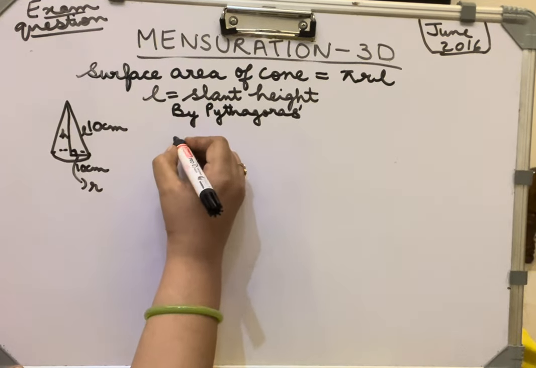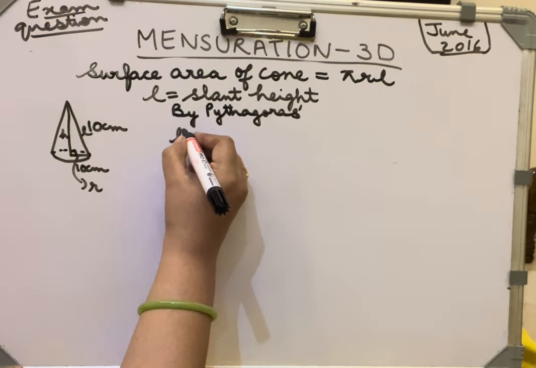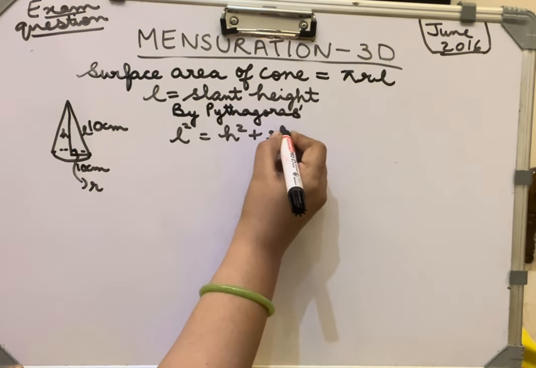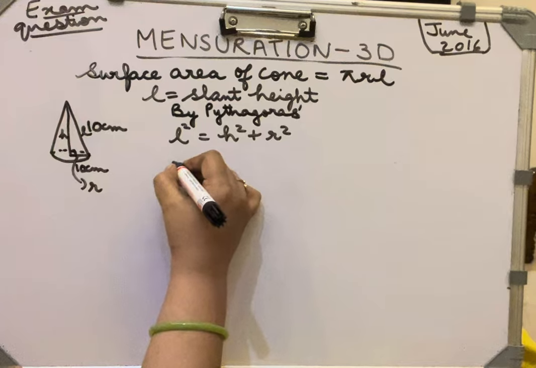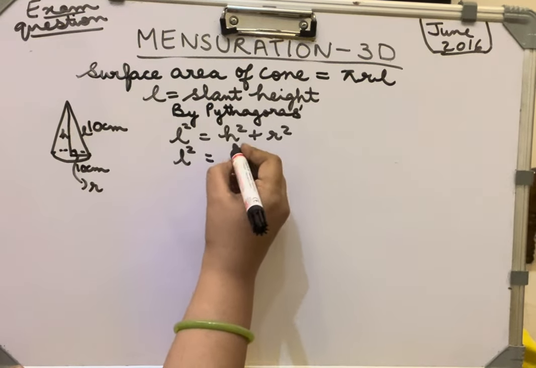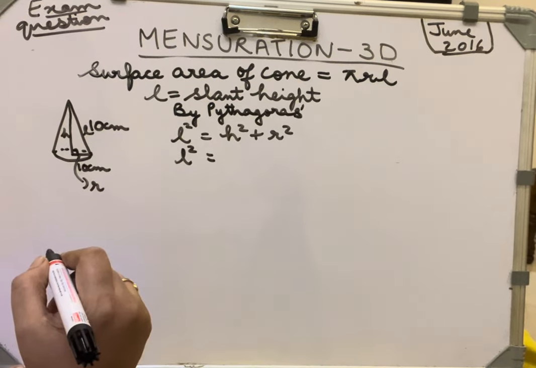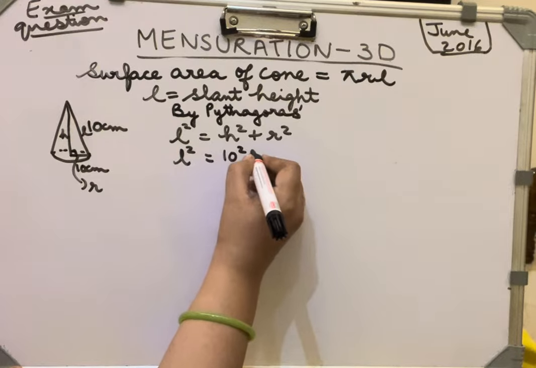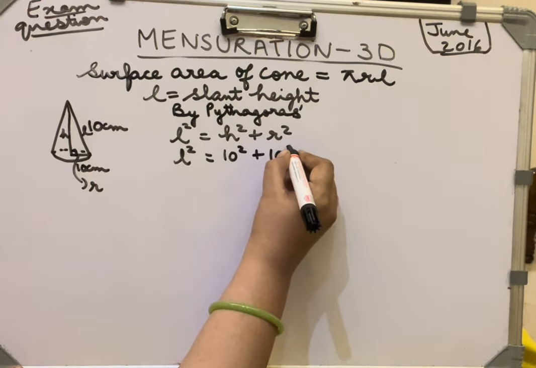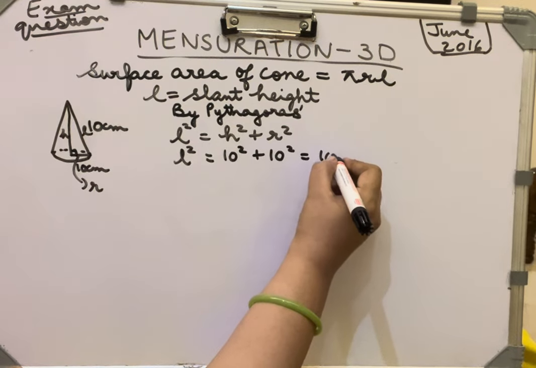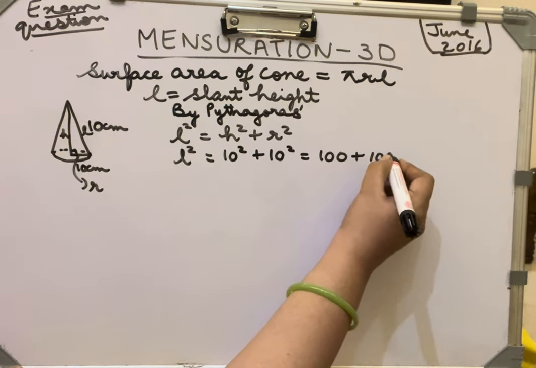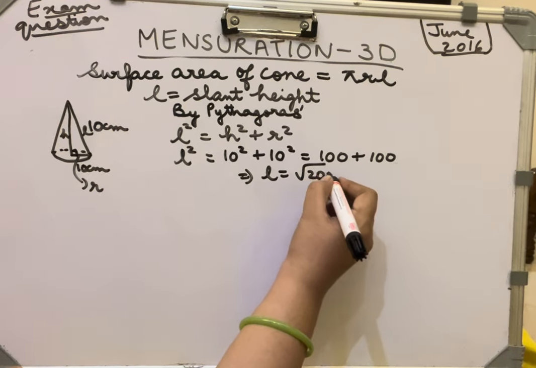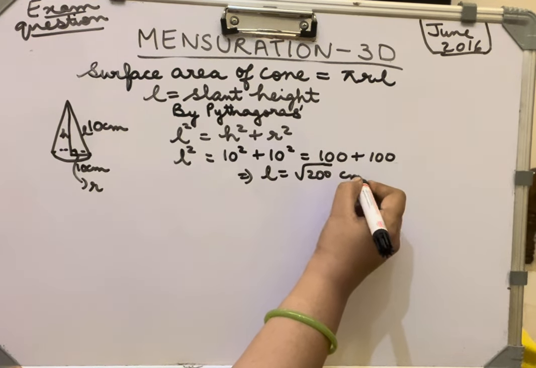So by Pythagoras, L square is equal to H square plus R square. So L square is, now H square is, we know height is 10. So 10 square plus radius is also 10 square, which is 100 plus 100. So this follows L is equal to root 200 centimeter.